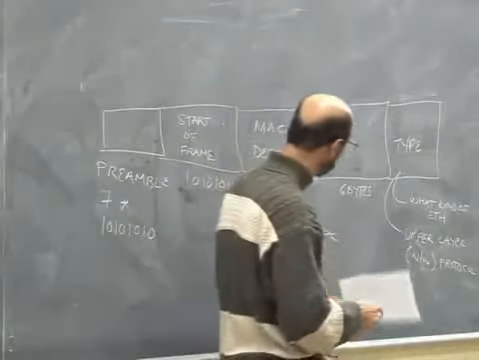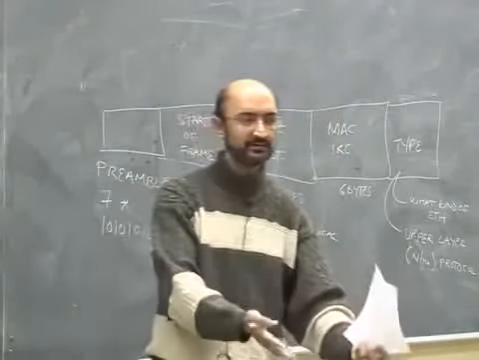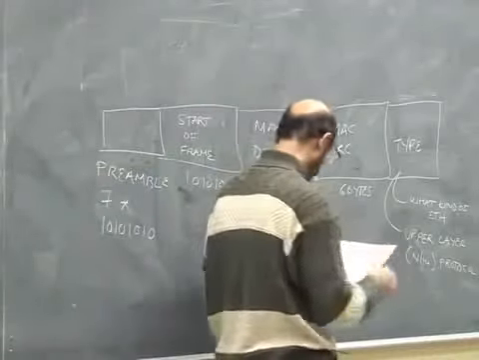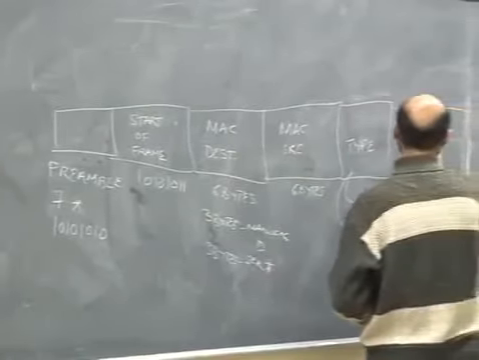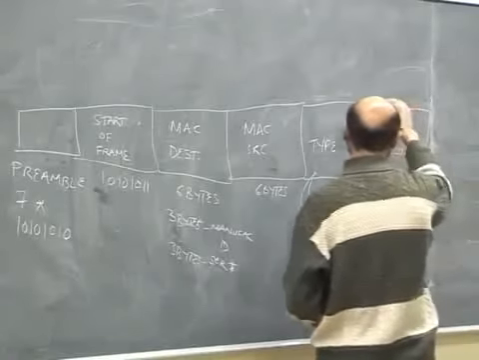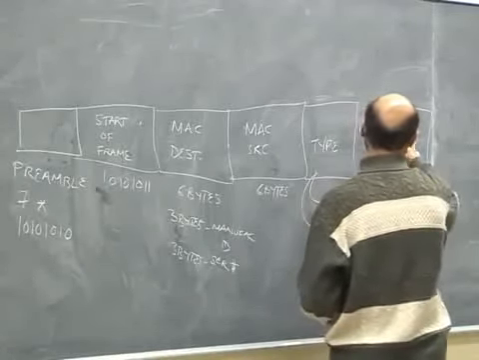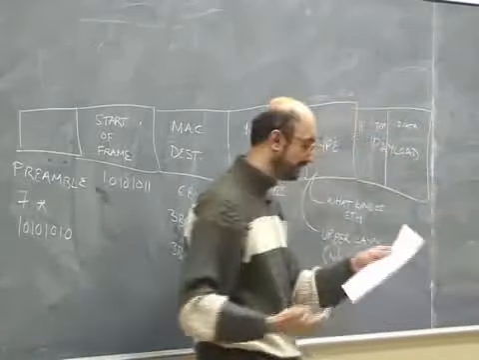So this type field would tell the NIC which protocol to hand it to. Should I give it to XNS? Should I give it to DNA? Should I give it to IP? Whatever. So that's over there. We always need that. And then we have the payload. And that's what the data is inside. In our case, it consists of the IP header, the TCP header, and then the data over here. So that's all encapsulated into the Ethernet frame.